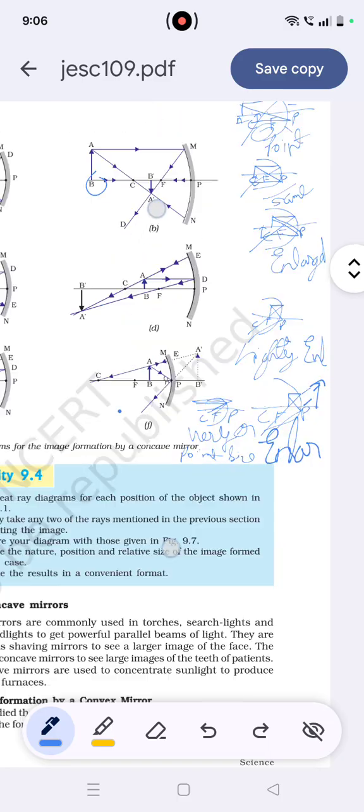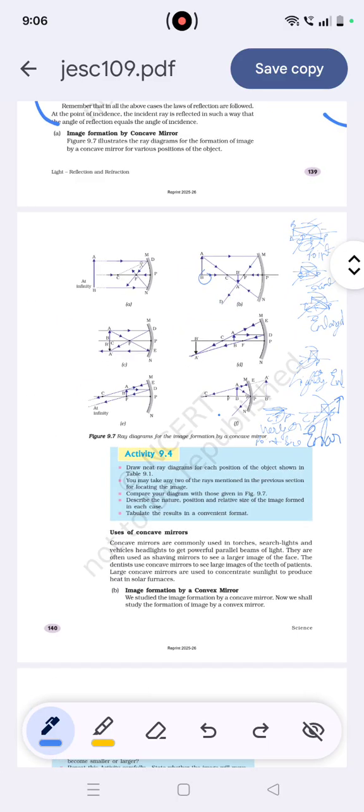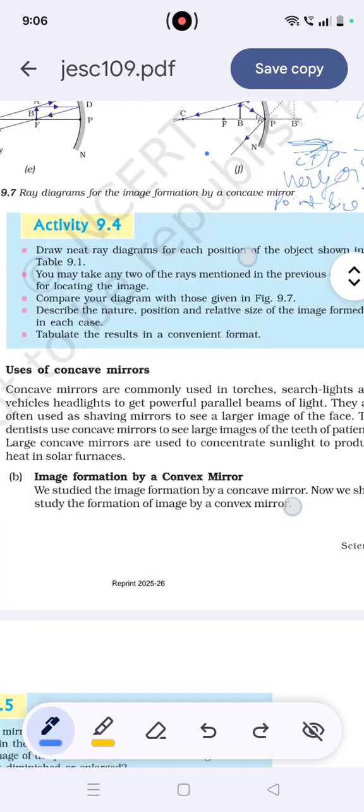Chalo, done. Image is done. Uses of concave mirror.